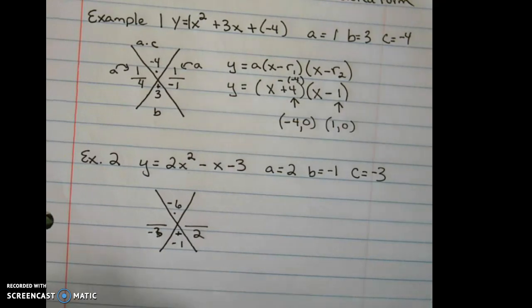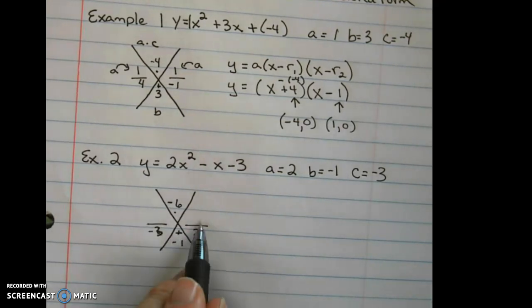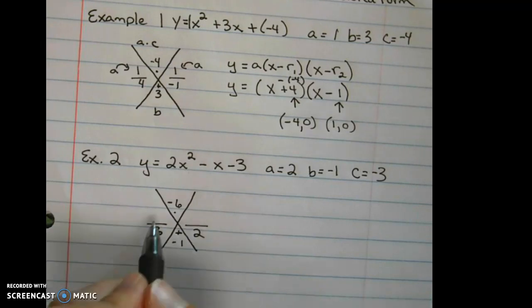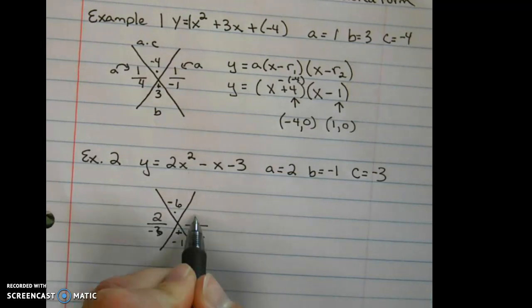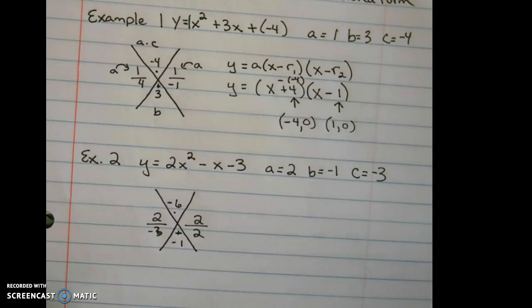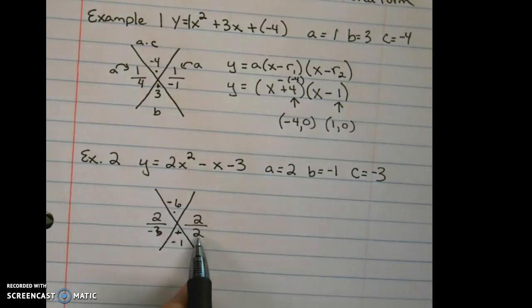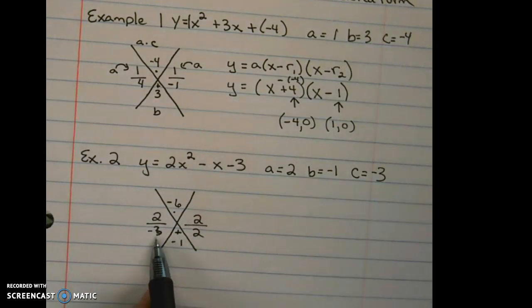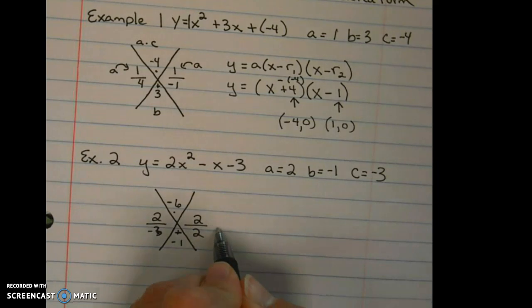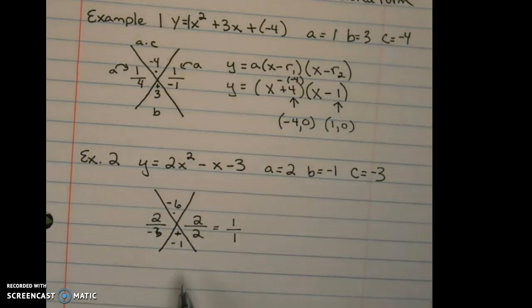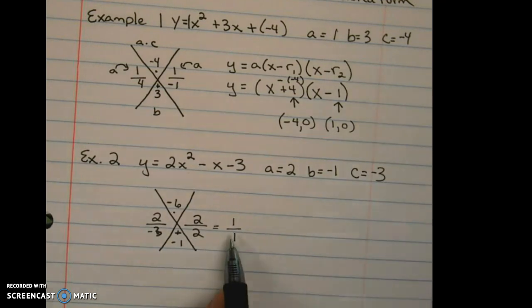And do you remember what we put on top? That's correct. Good job. 2. Nice memory, Chris. Now, what do we do next? Well, yes, we reduce the fraction if we can. So this one's reduced. This one can be reduced to 1/1. Never reduce your fraction to an integer. Always keep it in fraction form.